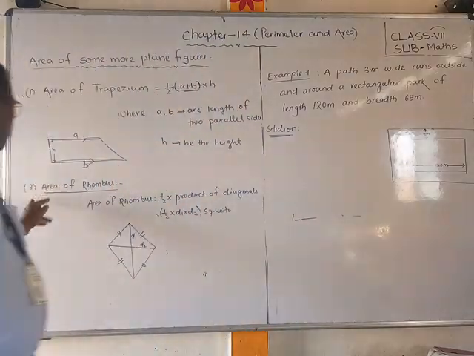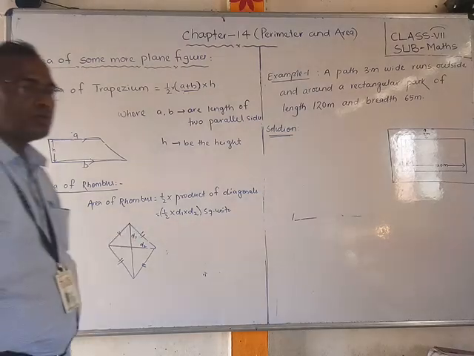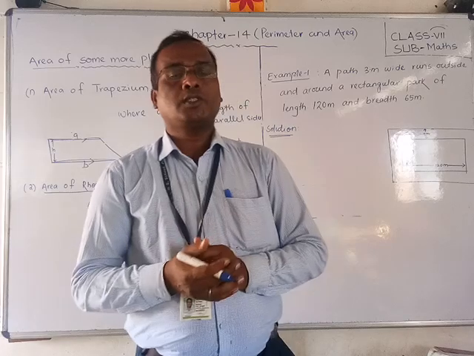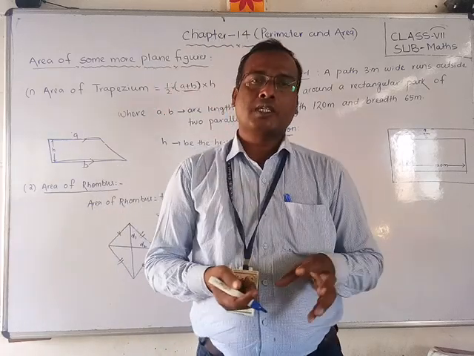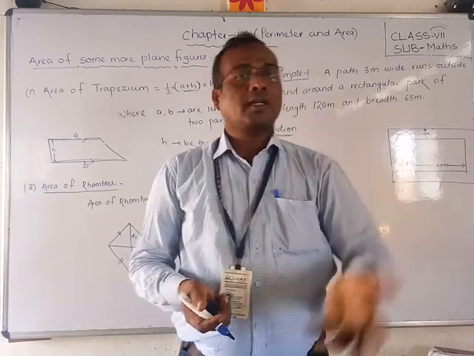Okay, so now we will go for the area of a rhombus. So friends, what does area of a rhombus mean? First of all you should get the idea of what a rhombus is. A rhombus is a quadrilateral, and quadrilateral means four sides. There are different types of quadrilaterals.